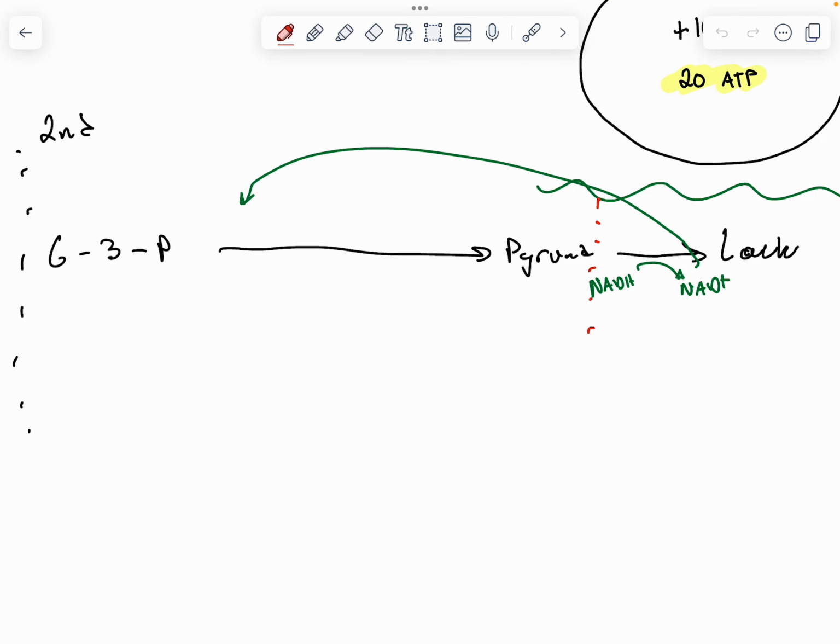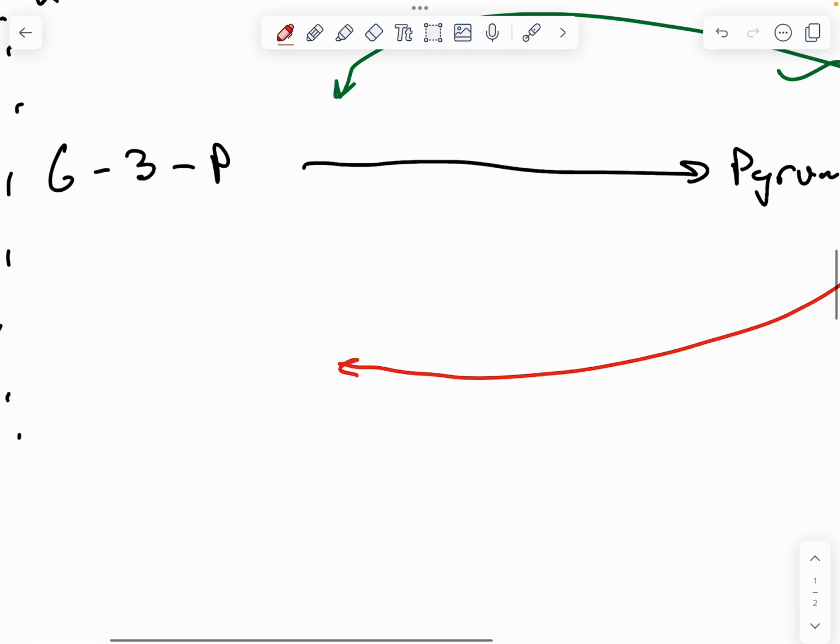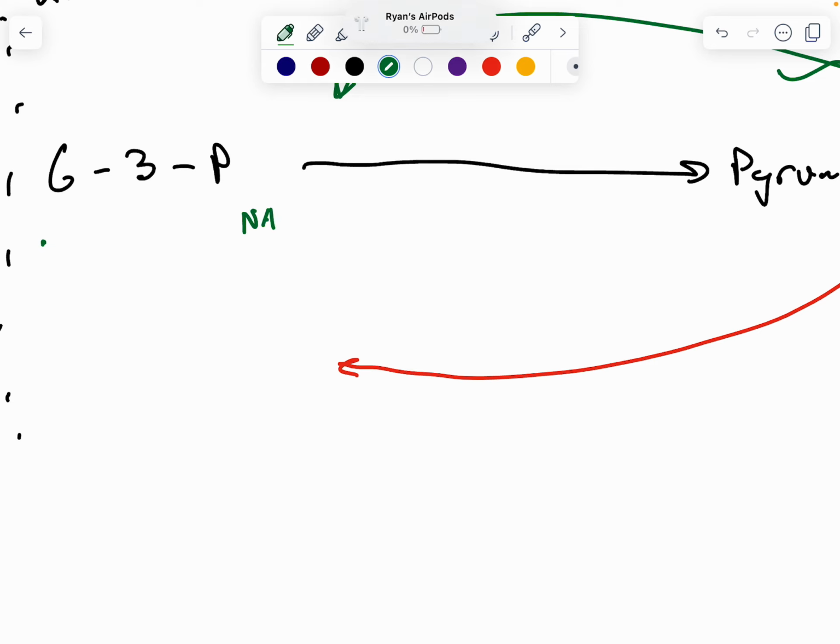So NADH is going to come through here, and we're going to have, oh my goodness, I think I forgot the starting point again. I know we're going to have NAD plus right here. Ooh, one of my AirPods died. I hope you guys can still hear me. I think, hopefully the sound doesn't cut out. If it does, I'll just put out a second video.